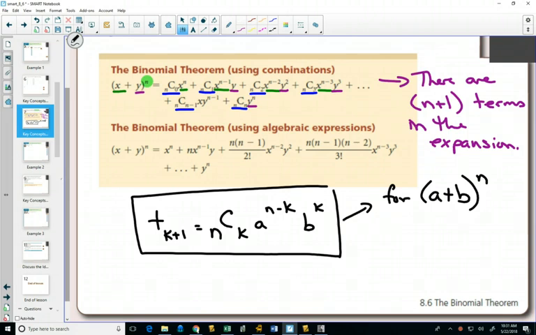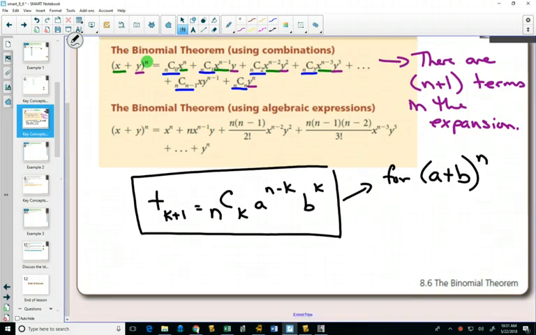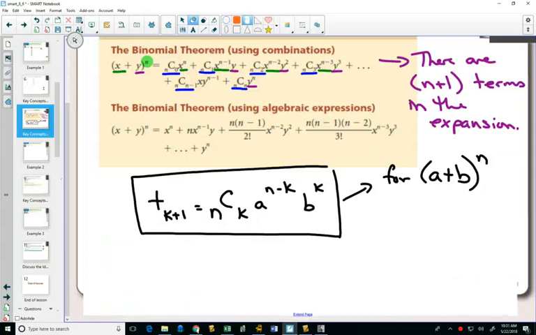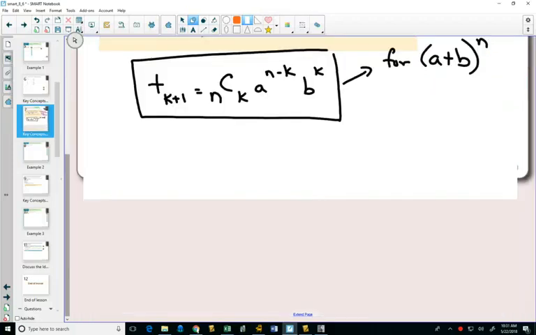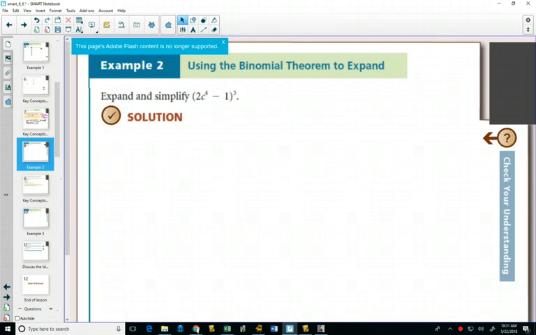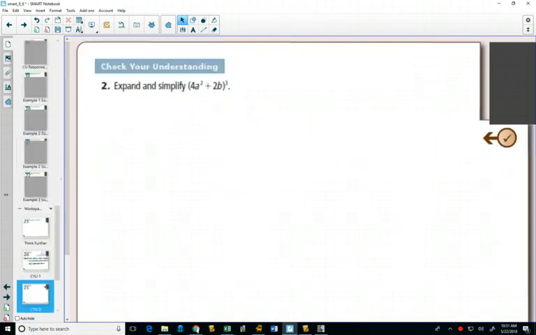And so what I'll do is an example with Pascal's triangle, and then we'll see how this formula works. Okay? It's easier to see if we have an example. So the example we'll do is example number 2 with Pascal's triangle to start. We want to simplify 4a squared plus 2b cubed.